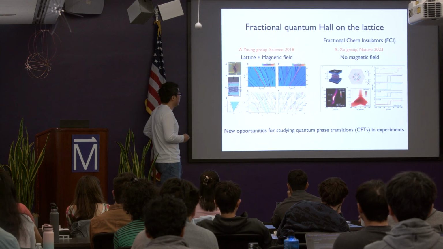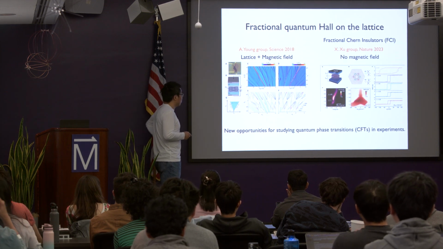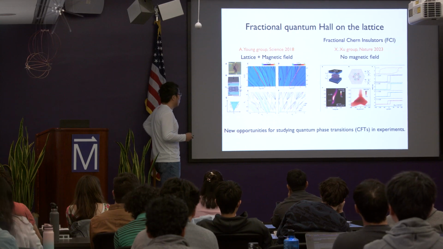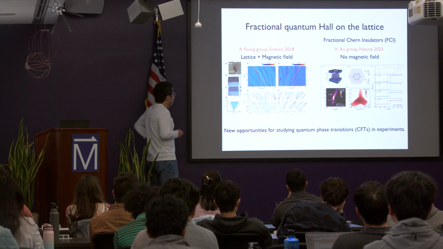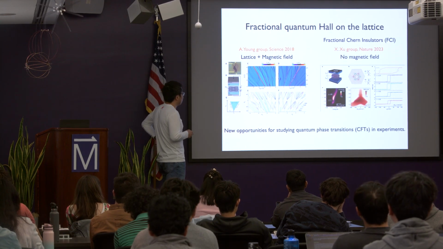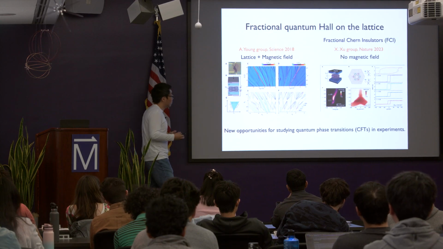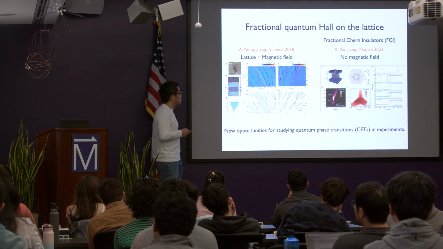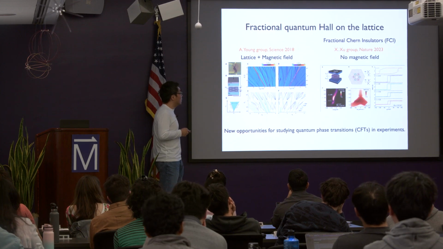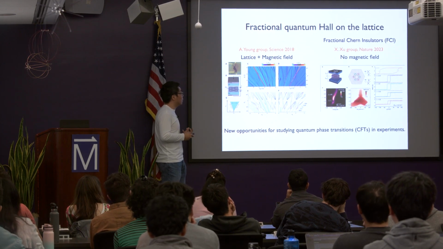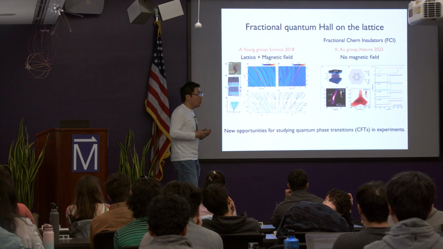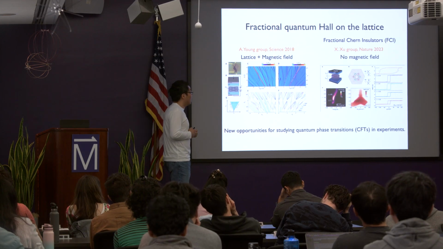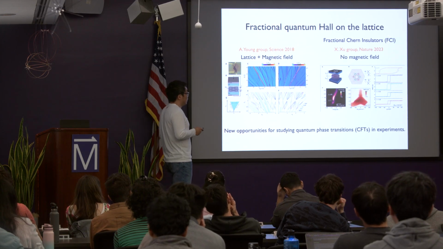You can get different filling factors, like fractional quantum Hall or fractional Chern insulator. I think in this paper they call this a fractional Chern insulator, but you may have a different opinion because it has a magnetic field. And as we know, the more recent exciting development is that you can even get those fractional quantum Hall states without a magnetic field at all.